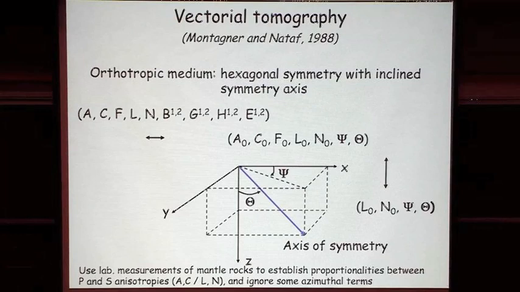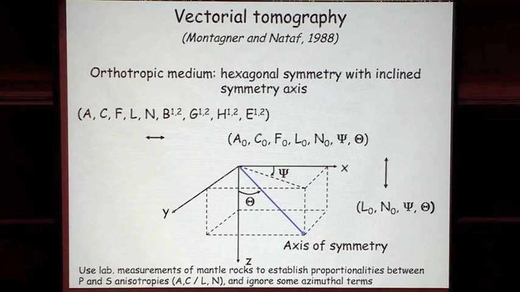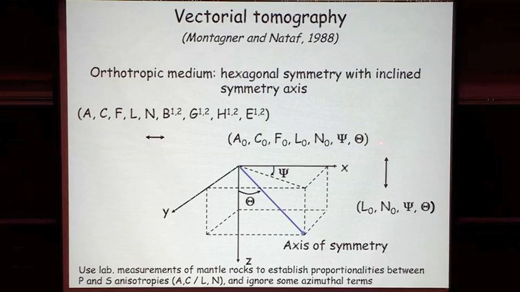And in that case, you can replace all these 13 elements by only 5, where essentially you have a radial anisotropic medium, but not around a vertical axis, around an axis which is inclined. And so the axis can be defined by 2 angles, its dip and its azimuth, theta and psi. And so you end up with only 7 parameters to describe. And in practice, that's still too much.